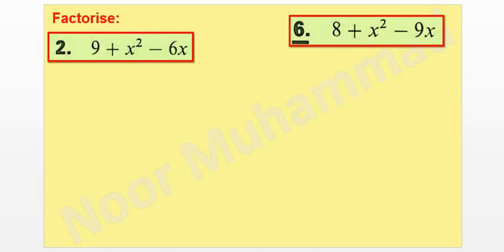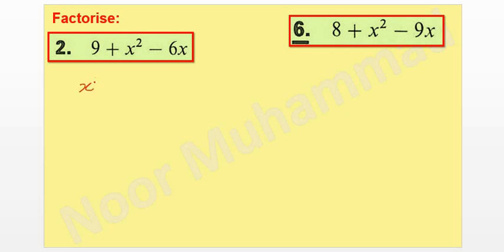Now please pause the video here, solve both of these questions on your own, and then play the video to check your answers. All the steps are exactly the same. Okay, let me do the first step for you. When I look at the expression, it's not in the standard form, so I'll write it in the standard form.